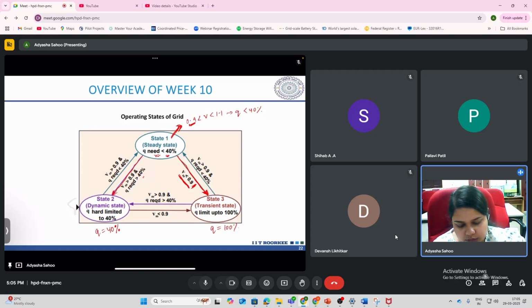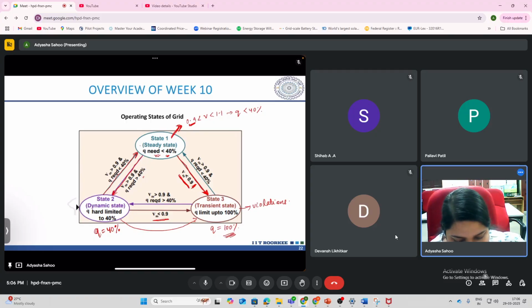Similarly, from this dynamic state where we fix the Q at 40%, if the voltage again falls below 0.9, we go to the transient state. And if the voltage is greater than 0.9 but the Q required is less than 40%, we move to the steady state. Basically, in the transient state, there are serious violations in the voltage, so we provide full Q support of 100%.